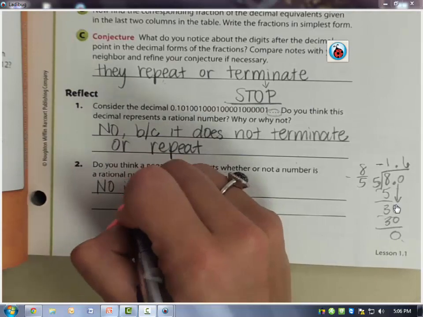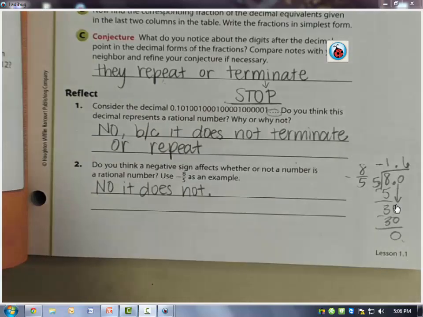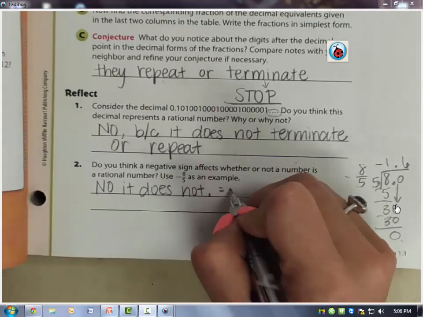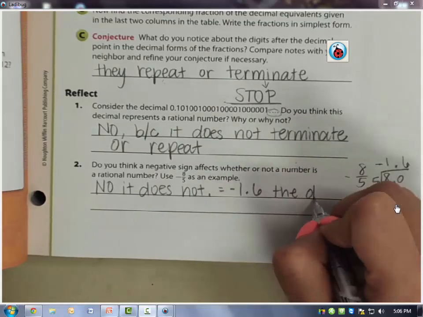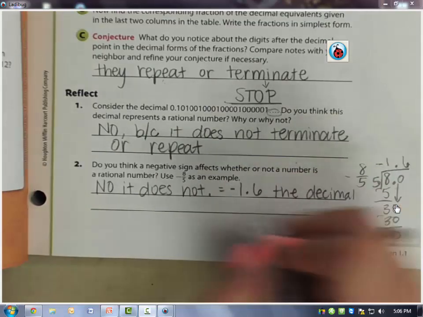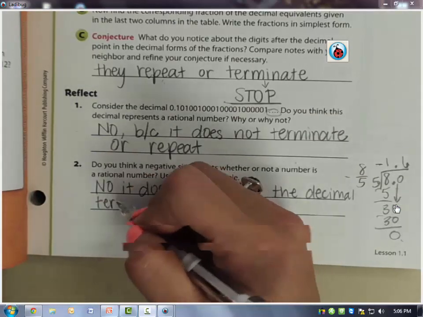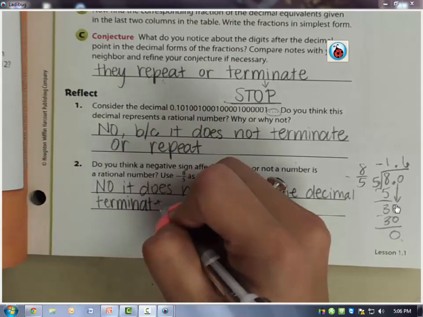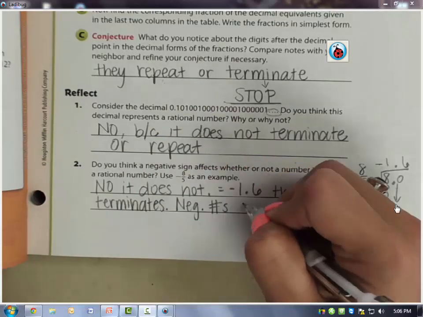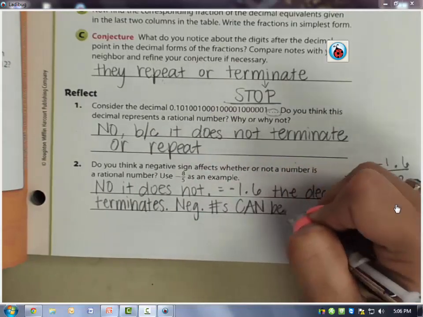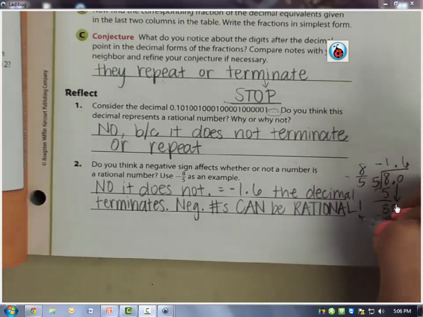Okay? It equals negative 1 and 6/10. The decimal terminates. Negative numbers can be rational. Alright, if I'm going too fast, pause, rewind, do whatever you need to do.